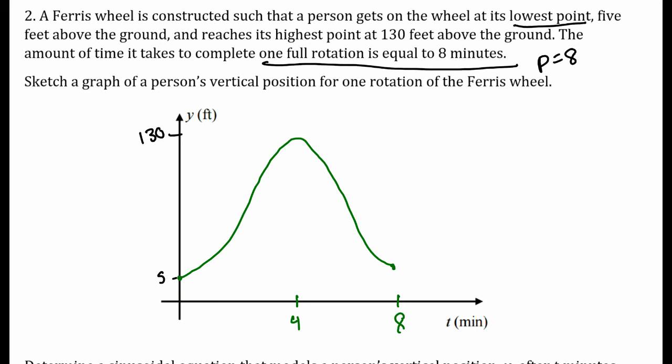We want to know the midline of this function. What is the middle here? What is the middle between 130 and 5? Well, these are 125 apart. And if I divide that by 2, that'll tell me how far I need to go up and down. 125 divided by 2 gives me 62.5. So I need to go up 62.5 and down 62.5. So if I go up from 5, that gives me 67.5. y equals 67.5 is my midline.